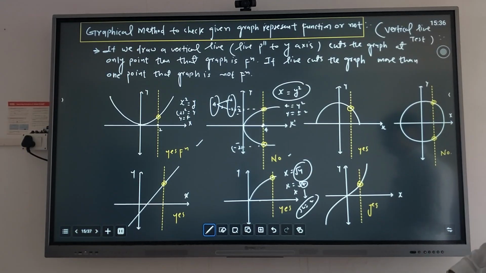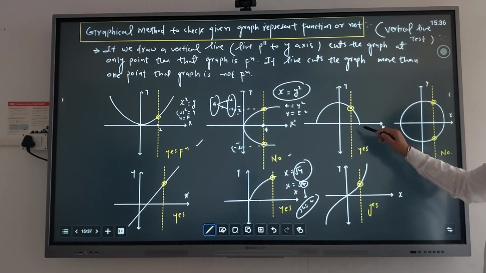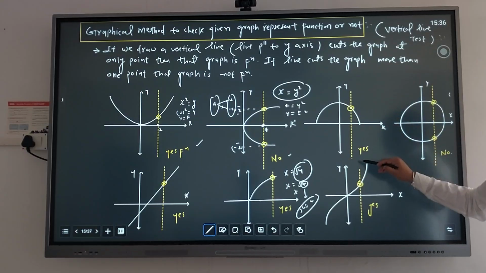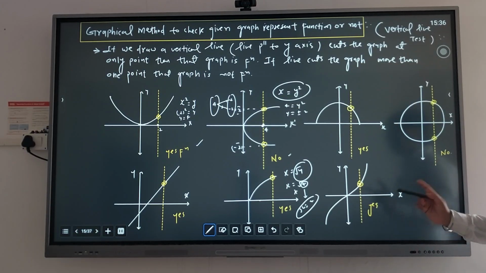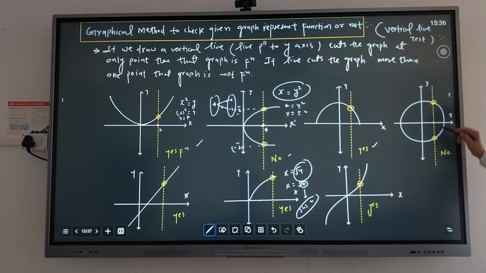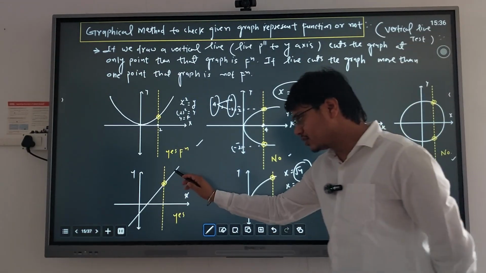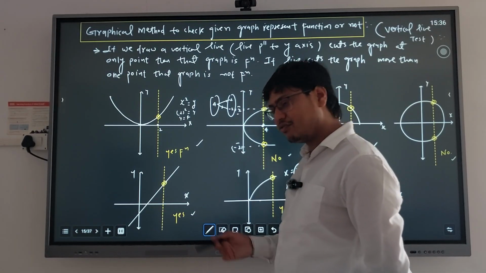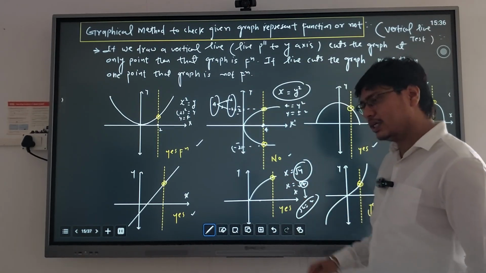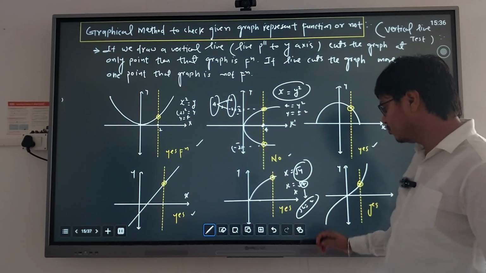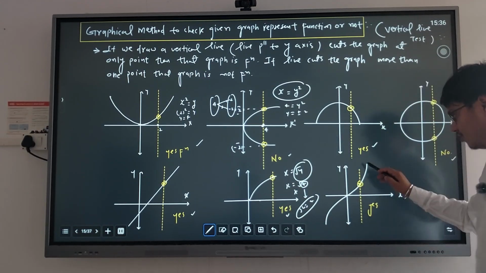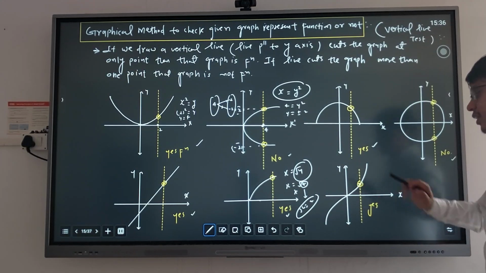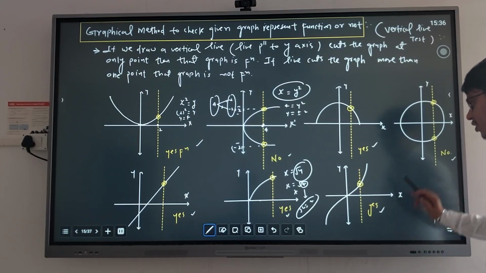The next graph is like this, and we draw the vertical line, it intersects at only one point, that's why it is called a function. Next graph, if we draw a vertical line, it intersects at more than one point, not a function. In this graph, draw a vertical line, it intersects at only one point, yes, it is a function. The next two graphs also intersect the vertical line at only one point, so these are functions.